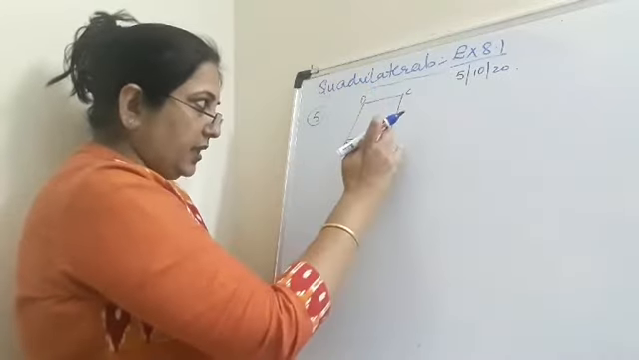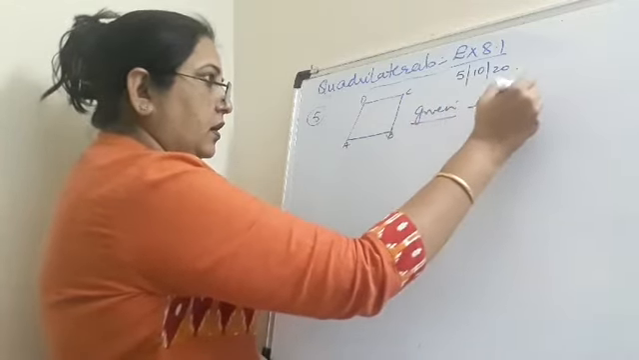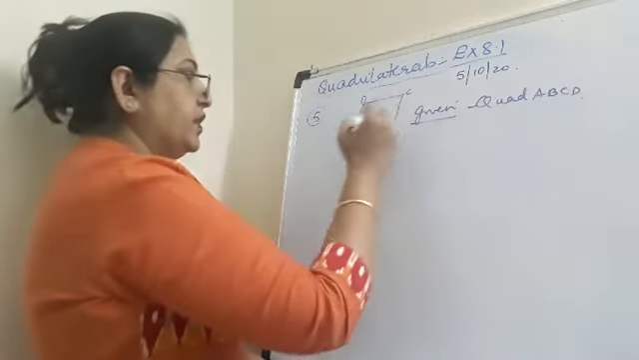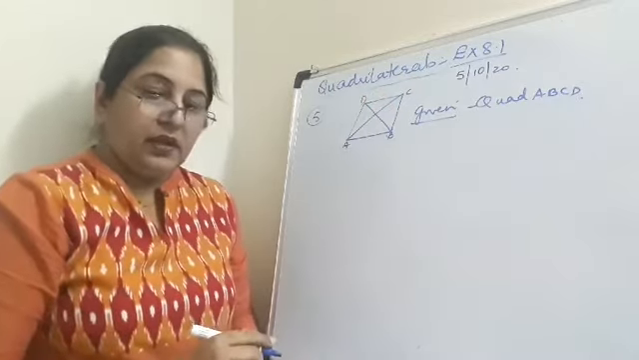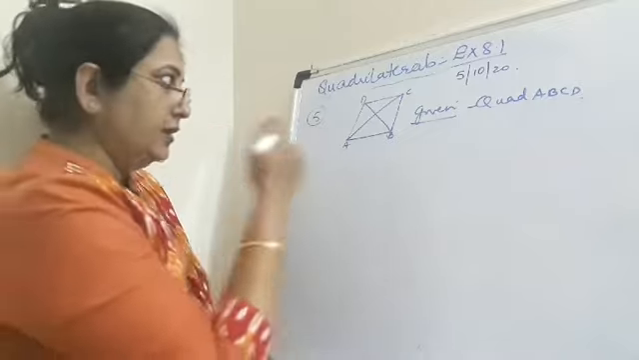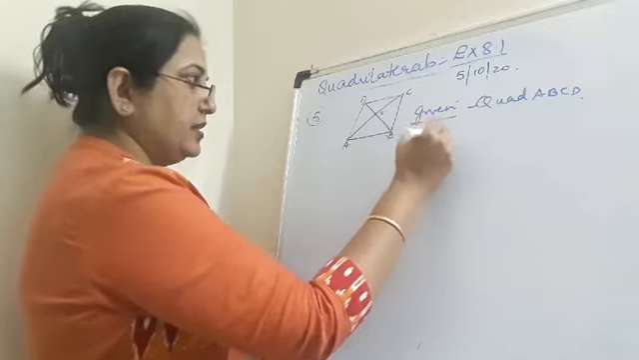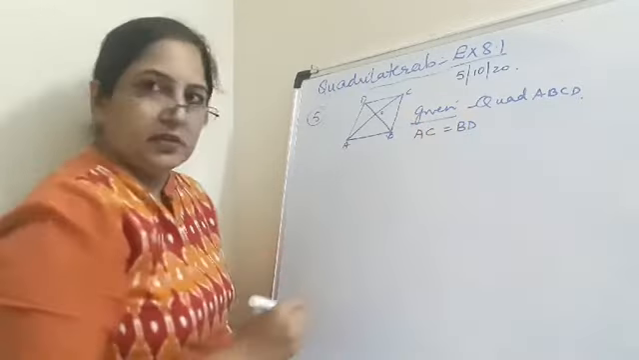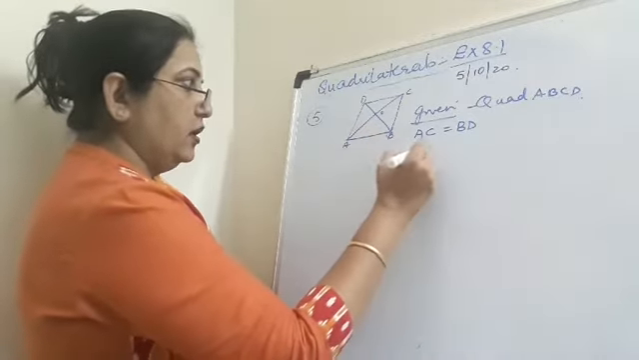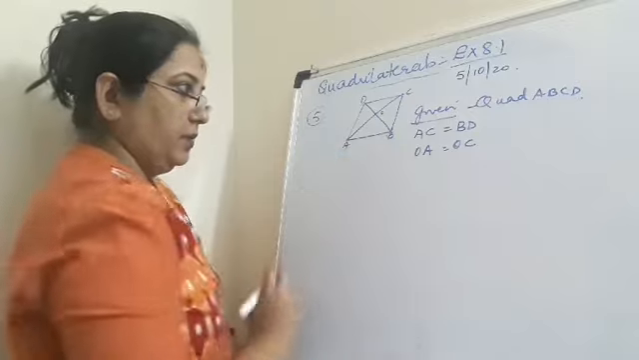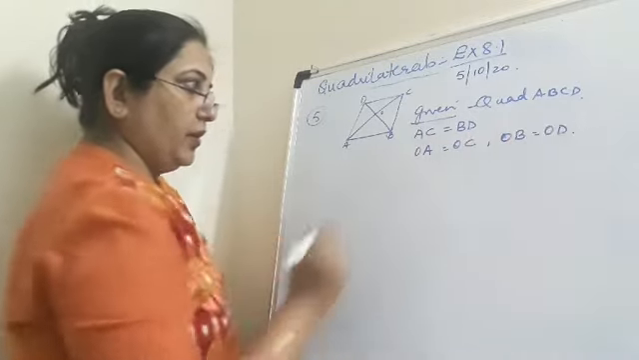Now it is saying that the given quadrilateral ABCD has equal diagonals. The diagonals of the quadrilateral are equal in length. They are meeting at O. So we write AC is equal to BD. This is given. Then it is also given that the diagonals are bisecting each other. So OA is equal to OC, and another part will be OB equals OD.